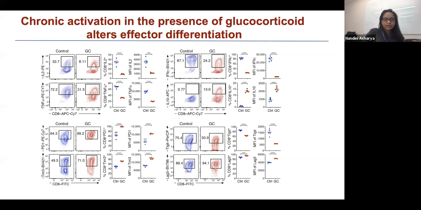So this data showed that glucocorticoid signaling had an influence on the effector T cell differentiation and was able to generate these cells in vitro, which did share features of dysfunctional T cells in terms of lower production of pro-inflammatory cytokines, higher production of immune suppressive cytokine IL-10, and also expression of checkpoint receptors.